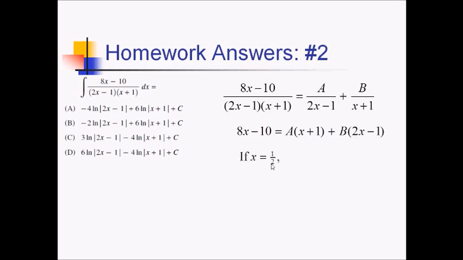So if x equals 1/2, let's see what my equation looks like. Over here, I've got 8 times 1/2, which is 4, minus 10 gives me negative 6. And then B gets canceled out completely because we're just multiplying B by 0.